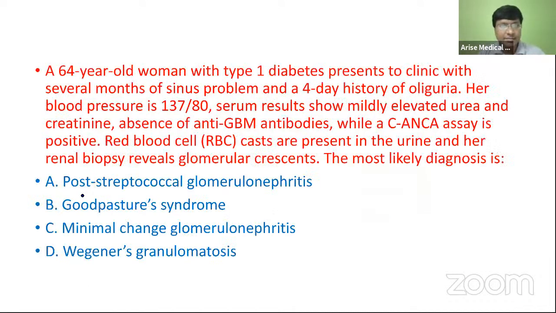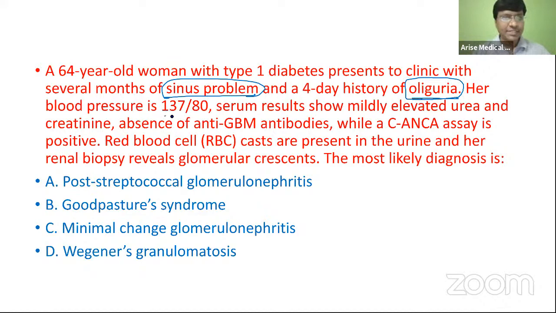Yeah, so this is a purely clinical based question related to your nephrology, and it also includes a part of your connective tissue disorders. Let me see how many of you can answer this. We have a 64-year-old woman with type 1 diabetes mellitus to clinic with several months of sinus problem and a 4-day history of oliguria. So one positive complaint is sinus problem and the other positive complaint is oliguria.